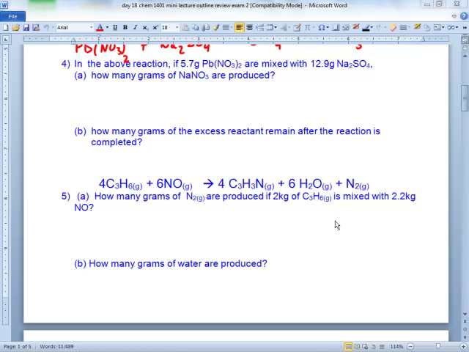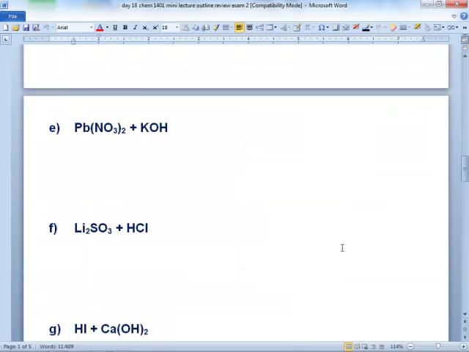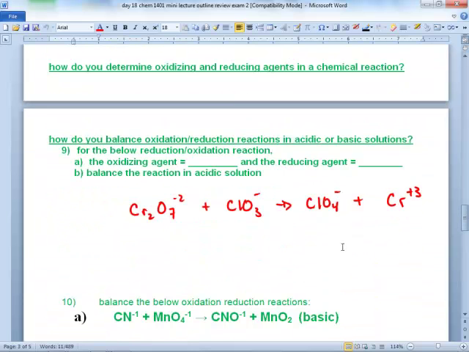That's where we're going to start. Balancing oxidation and reduction. Where is that? Is that further down? Here it is, right? There we are. Okay.